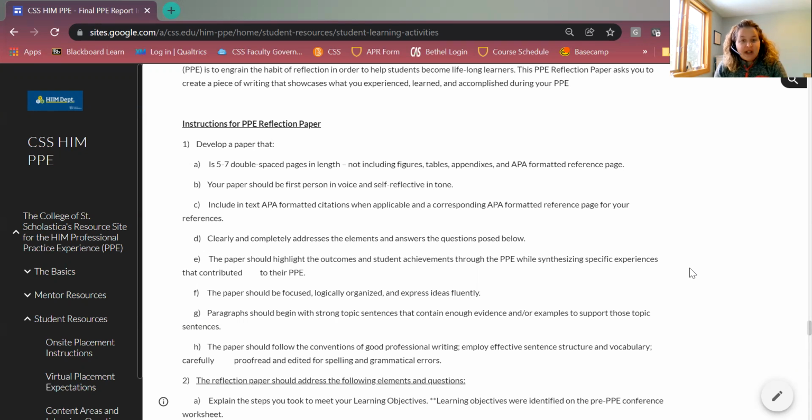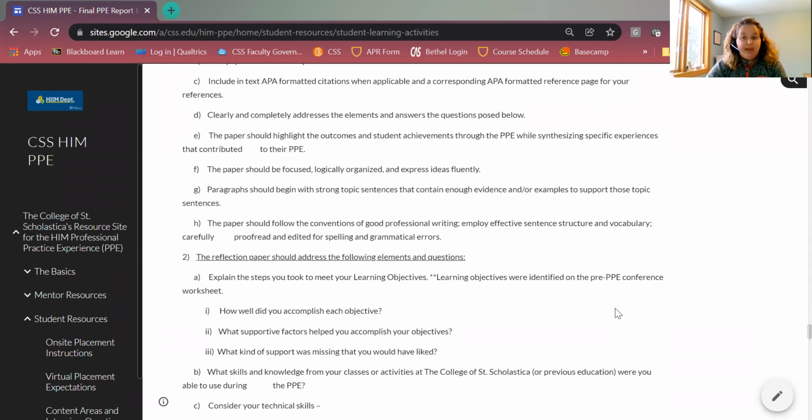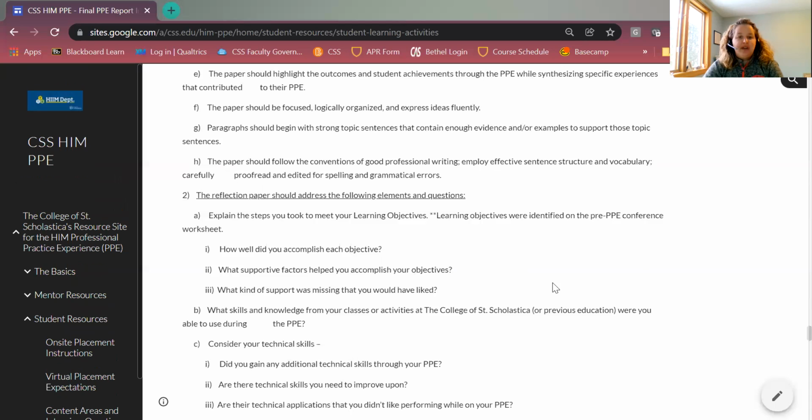I want you to clearly and completely address the elements and answer the questions posed below. The paper should highlight the outcomes and student achievements throughout your PPE while synthesizing specific experiences that contributed to your PPE. So a good meshing of everything you experienced, right? It should be focused, logically organized, and express ideas fluently. Paragraphs should begin with strong topic sentences that contain enough evidence and or examples to support those topic sentences. And then the paper should follow the conventions of good professional writing, employing effective sentence structure and vocabulary, carefully proofreading and editing for spelling and grammatical errors.